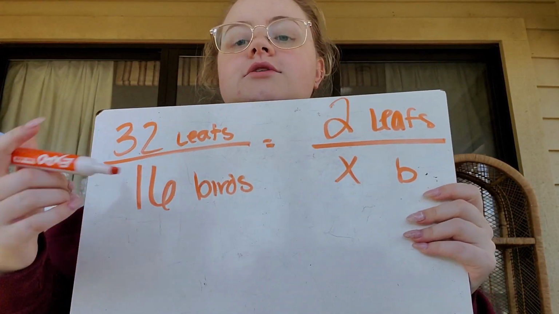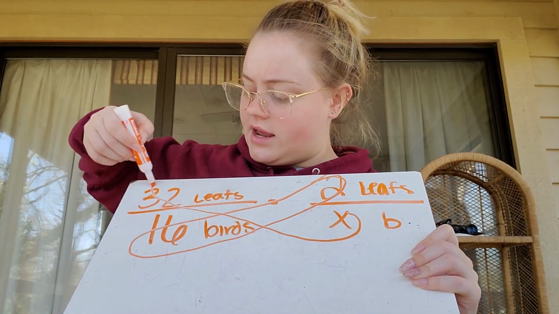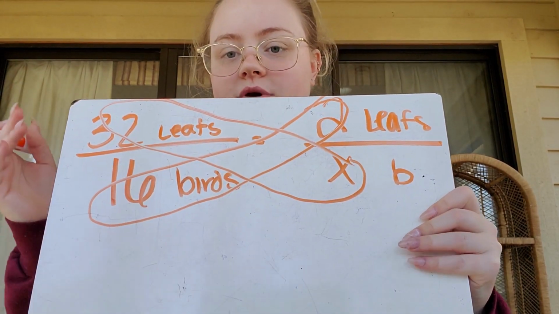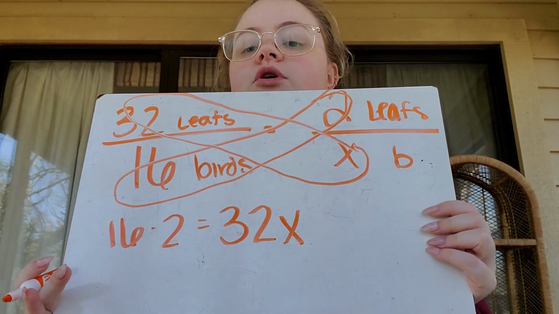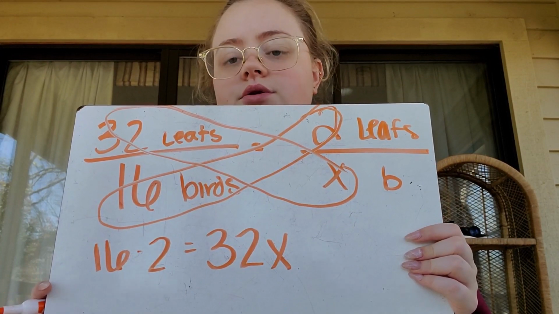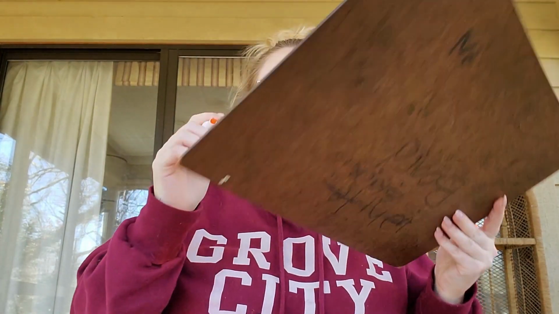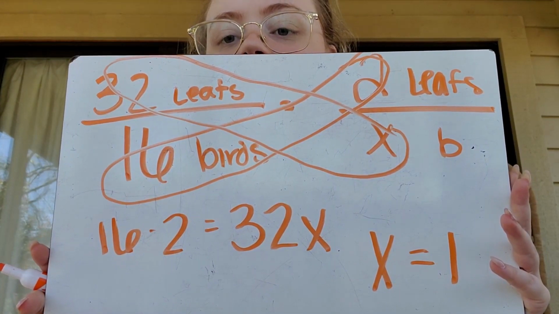I go ahead and circle on my diagonal my 2 and my 16, my x, and my 32. So I'm going to set that up as an equation. So 16 times 2 is going to be equal to 32 times x, okay? So that is what I'm looking at. 16 times 2 gives me 32. 32 is equal to 32x. 32 divided by 32 gives me an answer of x equals 1. Beautiful. That is how we do proportions.